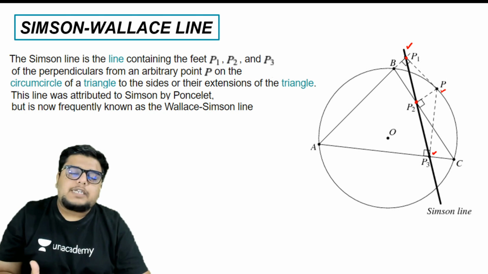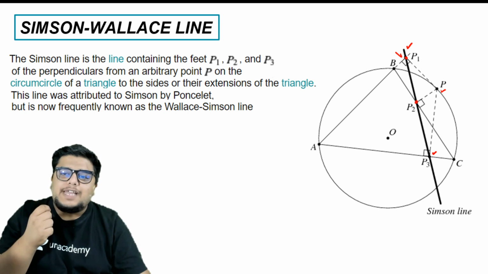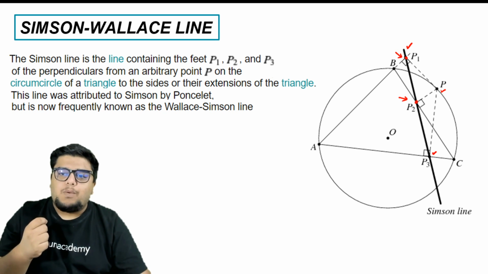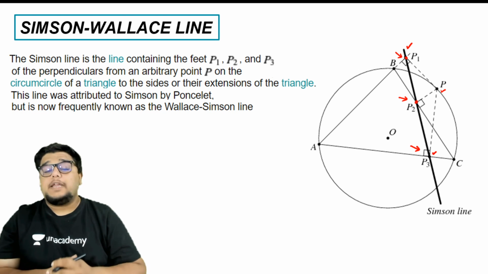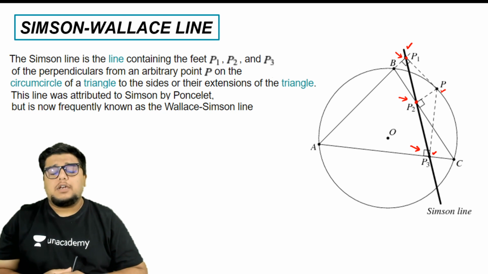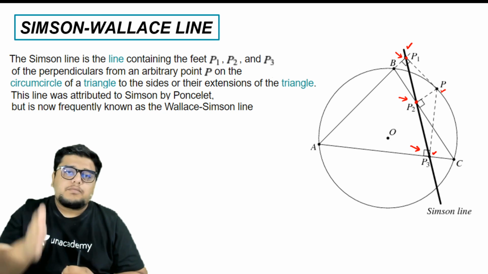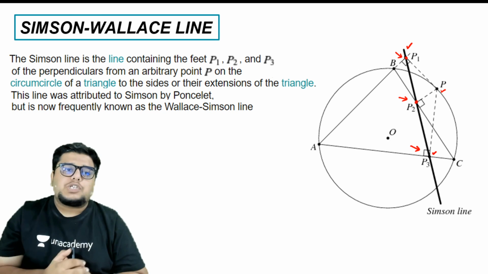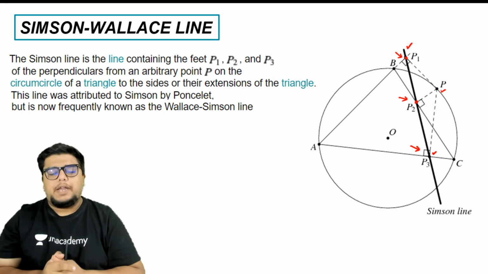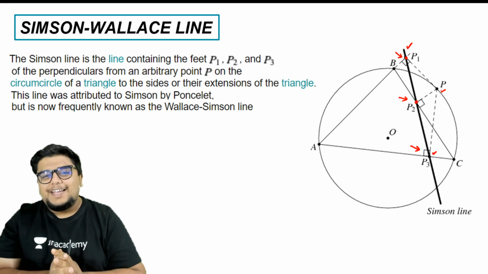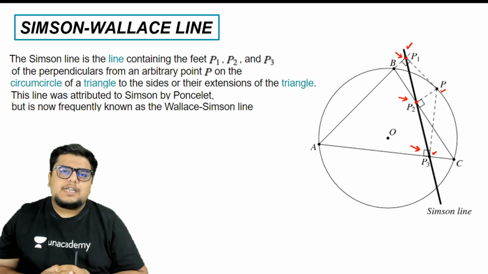Now the very interesting part which comes is that all these 3 points, P1, P2 and P3, they all are collinear. Collinear बोले तो all these 3 points lie on a line, and this line is called Simpson-Wallace line. बहुत interesting है, something very unique, something very interesting.